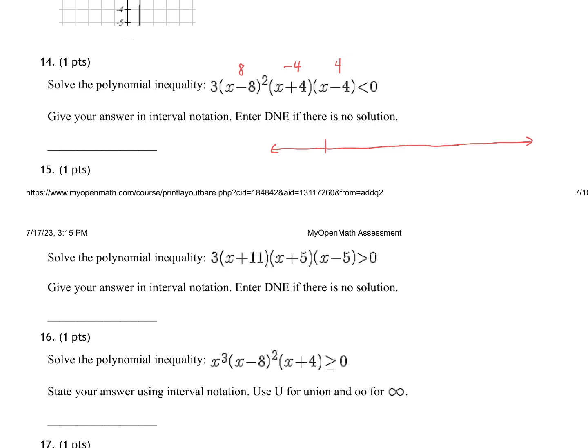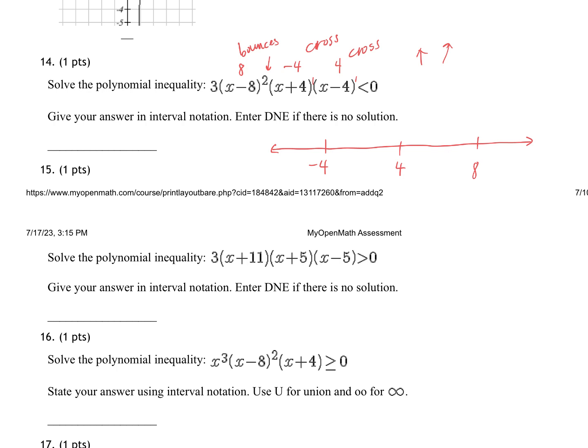So we want them to go in order. So -4 would go first, then +4, and then +8. And then we would draw what it would look like here, taking into account bouncing and crossing. So it bounces at 8 because it's a 2, right? Multiplicity 2 bounces, even bounces. These both have 1 multiplicity, so it's going to cross at both 4 and -4. And the end behavior, since this is even, it's positive, so it should be up, up.